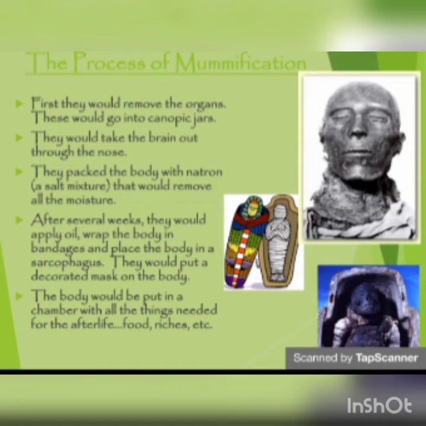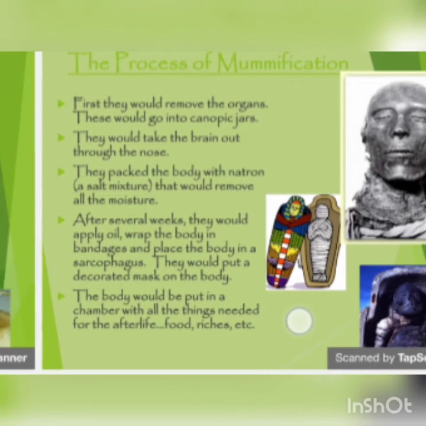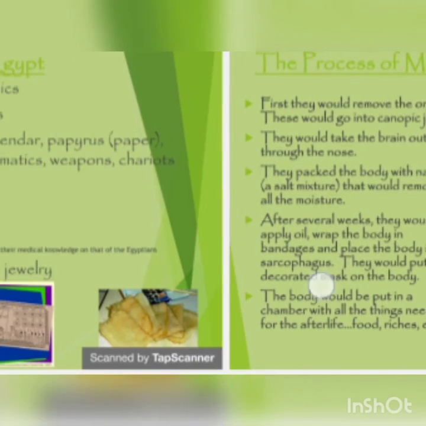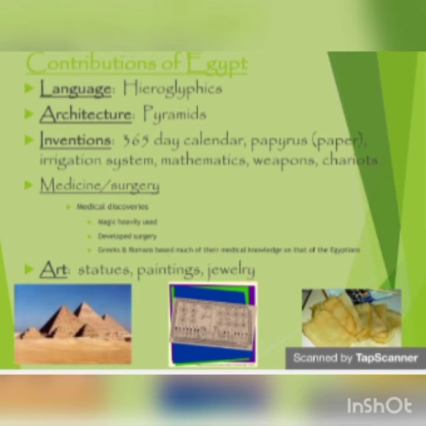After several weeks, they would apply oil, then wrap the body in bandages and place the body in a sarcophagus. They put a decorated mask on the body, and they used a lot of herbs. The body would be put in the chamber with all the things needed for the afterlife, that is food, riches, etc. Okay, whatever they used, they would put inside for later use.